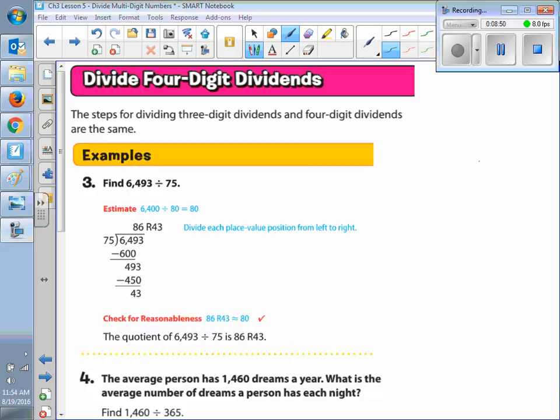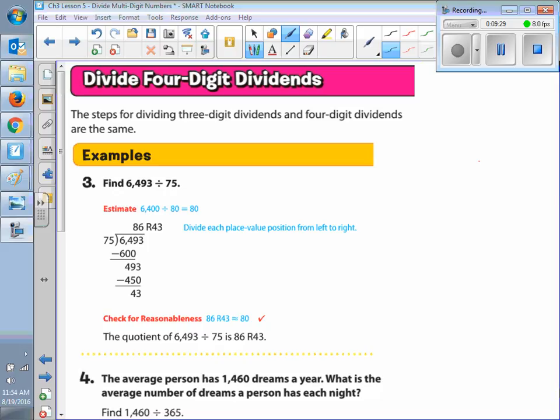All right, dividing 4-digit dividends. Make sure you write that title, dividing 4-digit dividends. The steps for dividing 3-digit dividends and 4-digit dividends are the same. You don't have to write that down. You can just write the steps are the same as 3 digits. Okay? So here, we're still estimating. Okay, so we have 6,493 divided by 75.